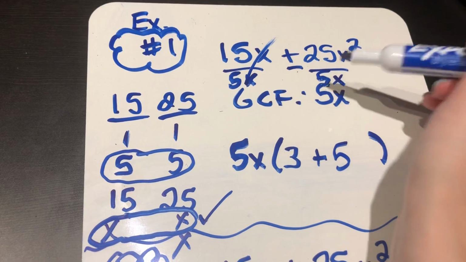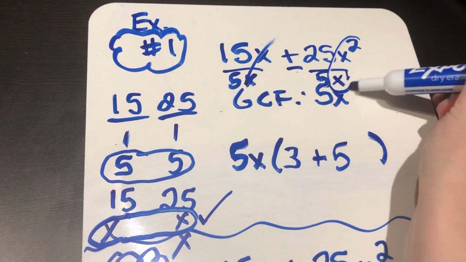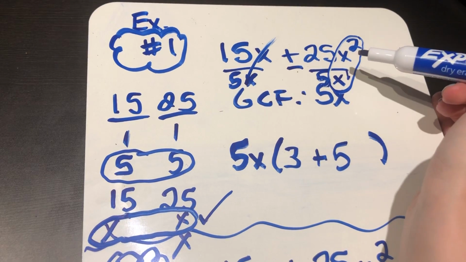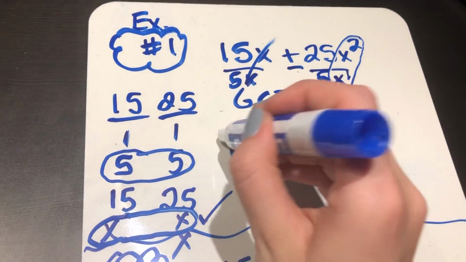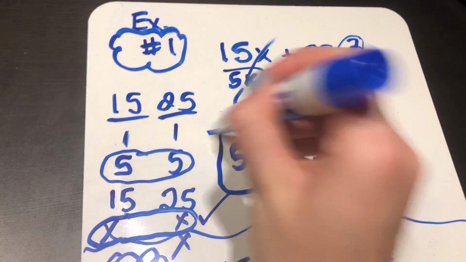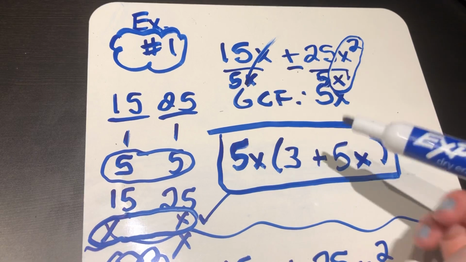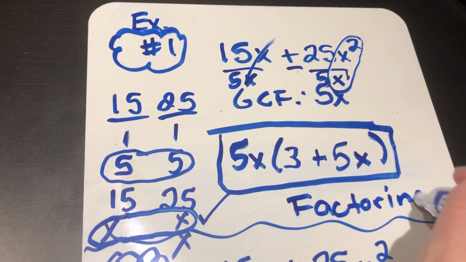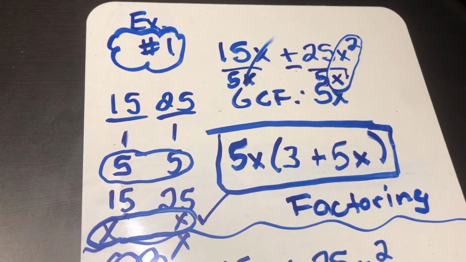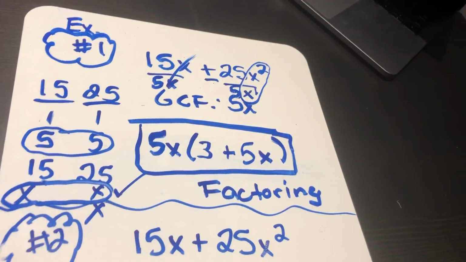And hopefully you remember this here. If I have a 2 on the top, remember what I do when I'm dividing. I don't add the exponents, but I subtract. So 2 minus 1 is x. This is your answer. This is called factoring. So going from here to here, this is called factoring. It takes more time to do it that way, but this is like the proper way to do it.